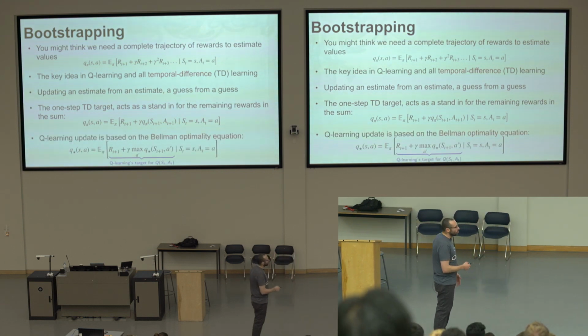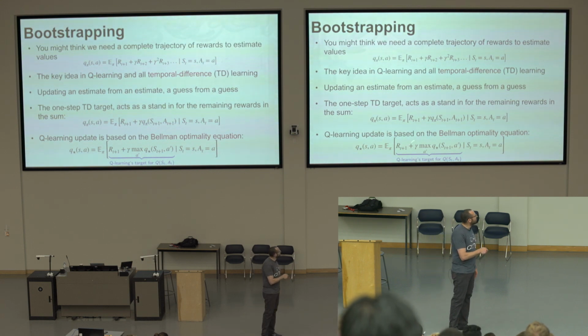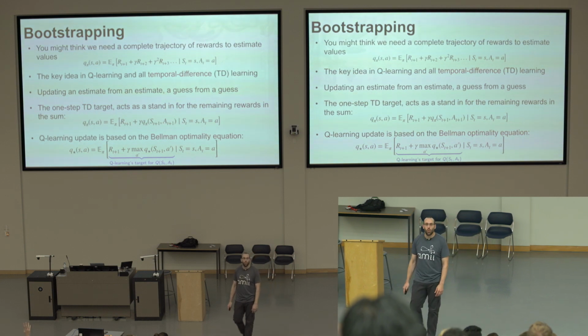And of course, Q-learning had a max in its update, so it's actually updating based on the Bellman optimality equation, so we have a max here instead. So that's the one-step TD target.